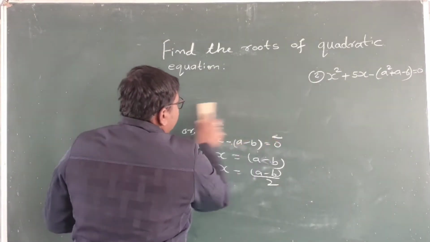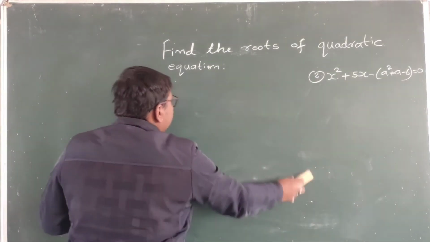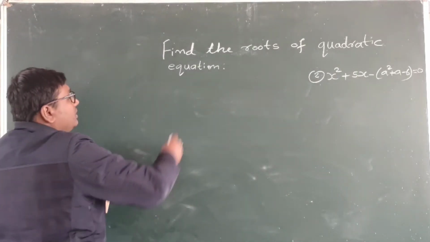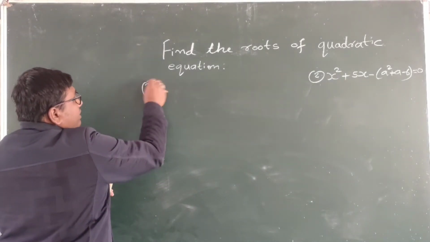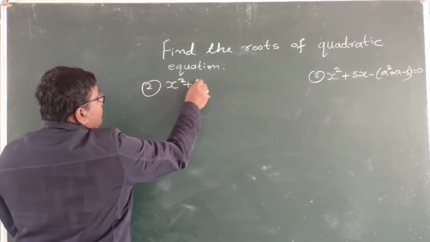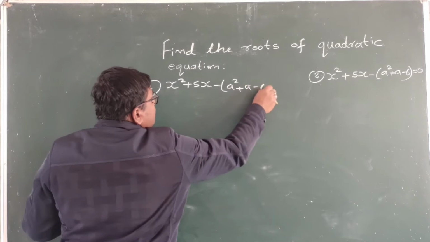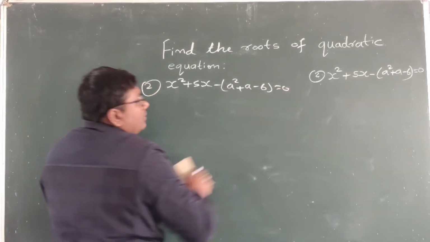The next question, question number 2. You see question number 2. I am going to write it here: a square plus a minus 6 is equal to 0. This is your question number 2.